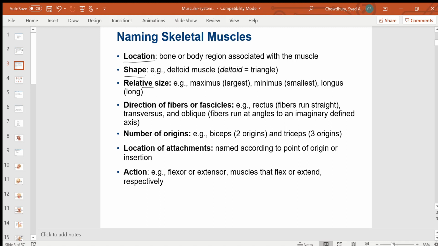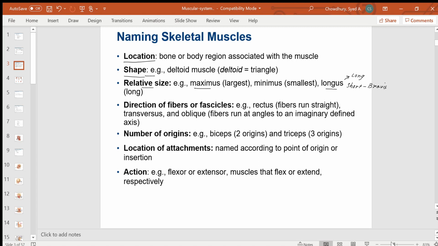Some muscles are named after the relative size. Maximus, gluteus maximus, the largest one in the gluteal area, in the buttock area. Then you have another one there, gluteus medius, the medium sized. Gluteus minimus, the smallest one, right? So based on the size. Also, we use the terms longus and brevis. Longus means long. So if the muscle is long, we say longus. If it is short, we use the term brevis. Okay.